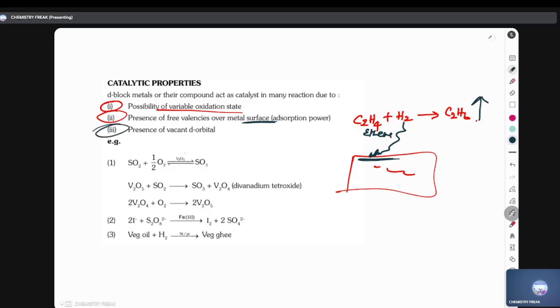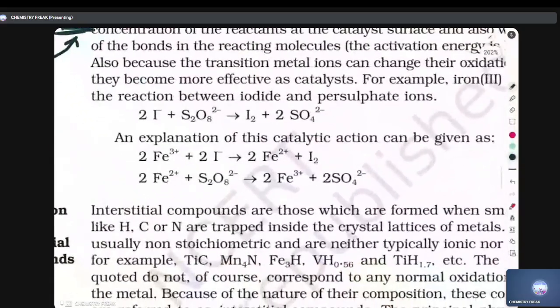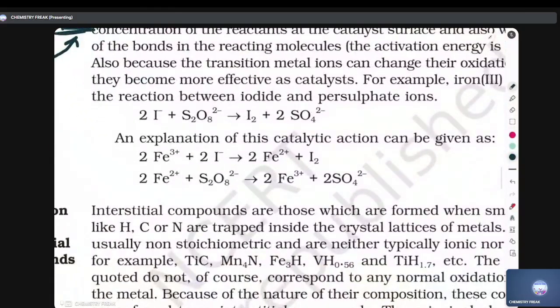In the reaction, vanadium pentoxide is a catalyst. Vanadium is a D block element. In the reaction, iron 3 plus is a catalyst, which is a D block element. Nickel is a catalyst, which is a D block element. So, in 99% of the reactions, D block elements alone are acting as catalyst. புரிஞ்சுதா? ஓகேவா? Yes, sir. இதுல NCERT ல இந்த ரியாக்ஷன் கொடுத்திருக்காங்க. அந்த ரியாக்ஷன் நமக்கு தெரிஞ்சிருக்கணும்.